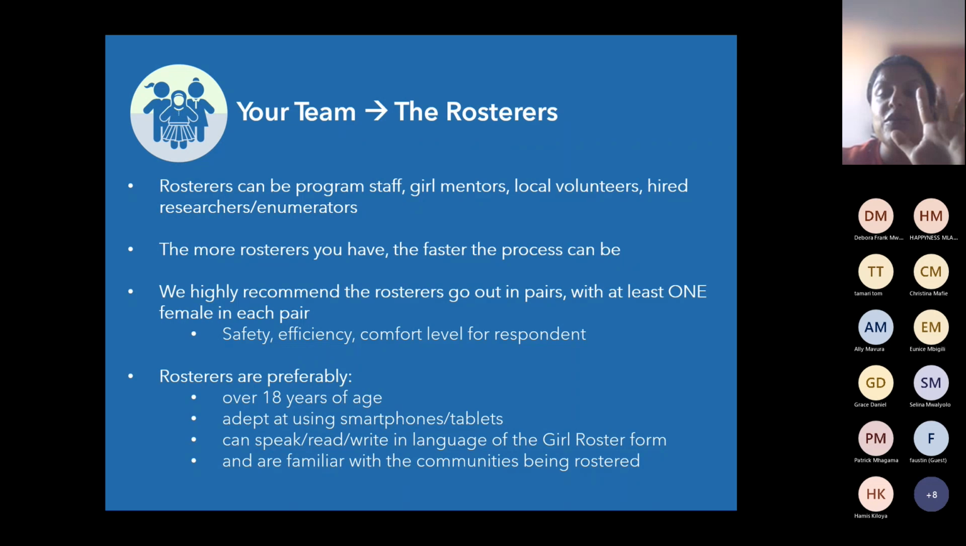The rosters, your team who goes and uses this, are preferably over 18 years of age, comfortable using smartphones or tablets, or at least doing household surveys, and can write and read. Again, they can speak, read, and write in the language of the form, which in your case will obviously be Swahili, I believe, unless there's another language you wish to use, and are familiar with the communities being rostered. That doesn't mean they have to be from the communities, although if they are, all the better, but they should be familiar with the communities. All I mean by that is know how to act, know how to greet, know how to behave, know how to speak. Any questions about this?